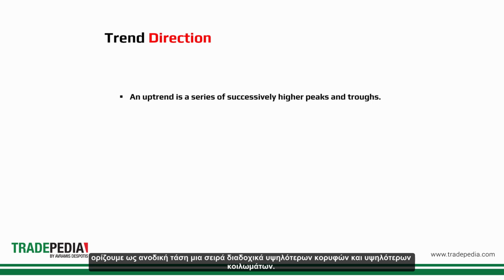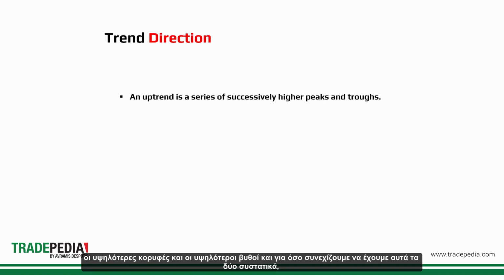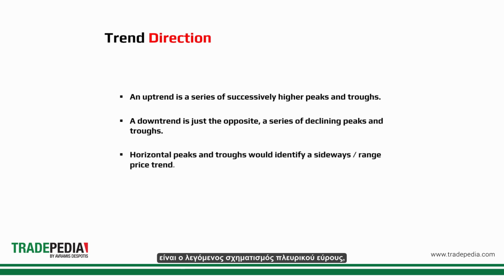Therefore, from now on, we define an uptrend as a series of successively higher peaks and higher troughs. Two ingredients to our uptrend: higher tops and higher bottoms. As long as we continue to have those ingredients, we continue to be in a strong uptrend. A downtrend is just the opposite, a series of declining peaks and declining troughs. Two ingredients again. And the third phase we have in the marketplace is what we call a range or a sideways pattern, characterized by tops and bottoms at around the same horizontal levels.